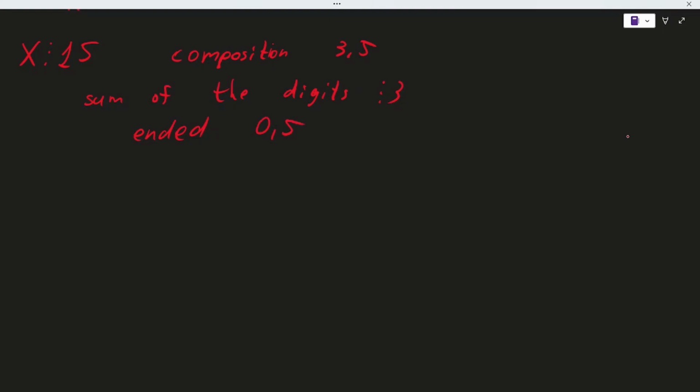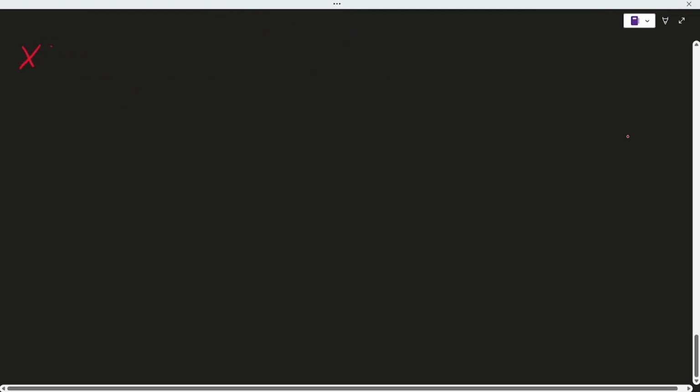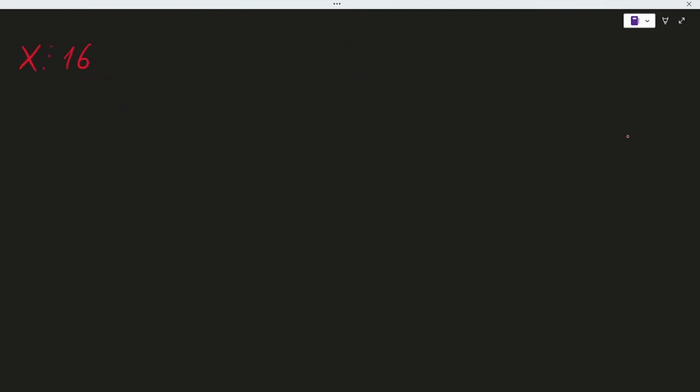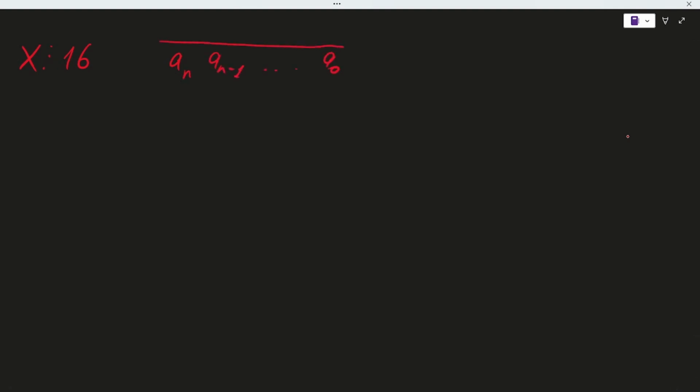And the last number for today's video is 16. Number x is divisible by 16 if the number made up by the last 4 digits of x is a multiple of 16. Once again, if we consider an, an minus 1 and so on, a0, this expands as 10 to the power of n times an, 10 to the power of n minus 1 times an minus 1 and so on, all the way up to a0.